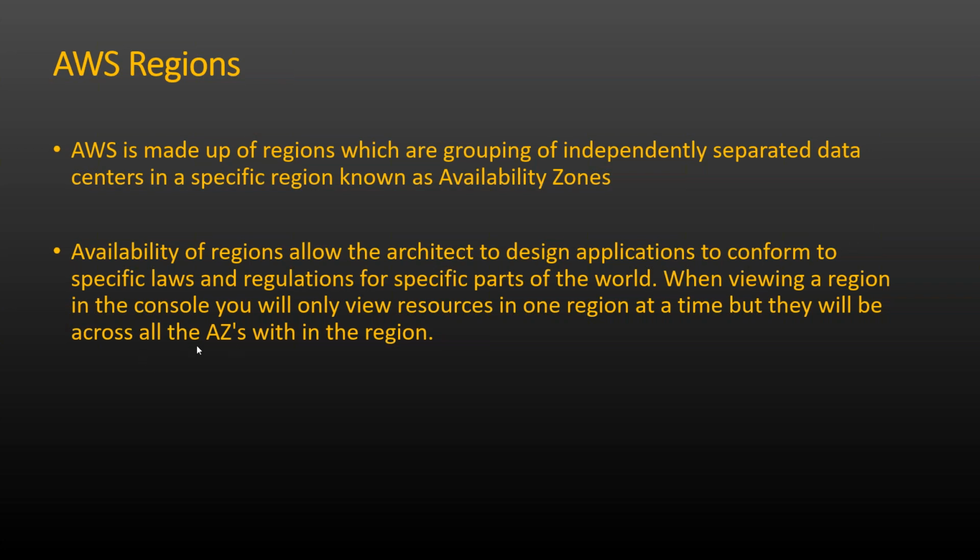So when viewing a region in the console, that is where we get to see our resources. We will only view resources in one region at a time, but they will be across all AZs within the region. From the console point of view, I told you there are 18 plus regions, by the way. So you won't be able to see all the 18 plus regions' resources in one single console. If you want to look into Mumbai region resources, you will have to be in the Mumbai region. If you want to see North Virginia, you are supposed to shift your region from Mumbai to North Virginia. That's how it will work.